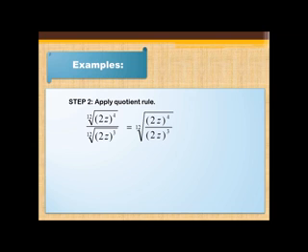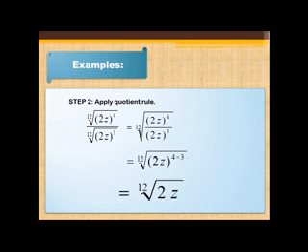Applying the laws of exponents, this will become the 12th root of the quantity 2z raised to the power of 4 minus 3. Then, let's simplify, and this will become 12th root of the quantity 2z. 12th root of the quantity 2z is already in simplest form, so this would be our final answer.